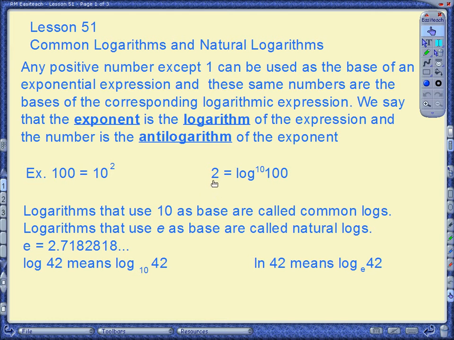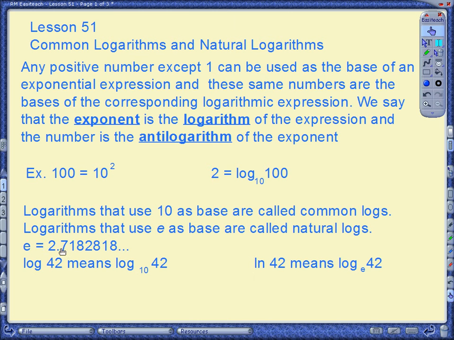This is the logarithm, that goes with this base, log base 10 of 100. This is the number, or the antilog, and this is the base. Logarithms that use 10 as a base are called common logs. Logarithms that use the natural number e as a base are called natural logs.